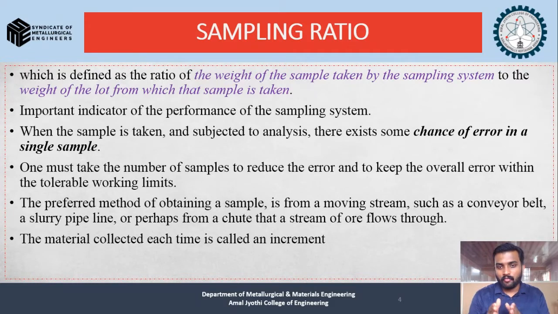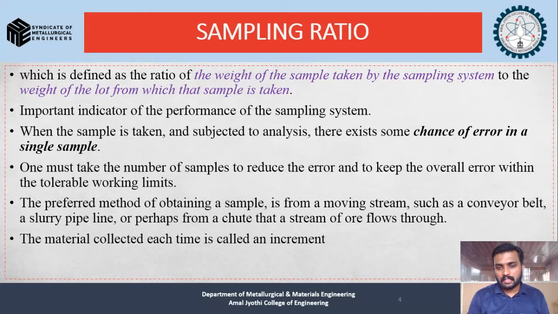If we go for a single sampling method, the chance of error is very high, and in order to reduce that, we go for a number of samples to reduce the error and to keep the overall errors within the tolerance limit. That tolerance limit is decided by engineers. Which limits we can accept, and the error and its tolerance, is decided by engineers.